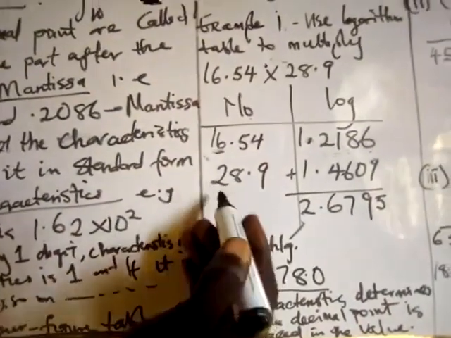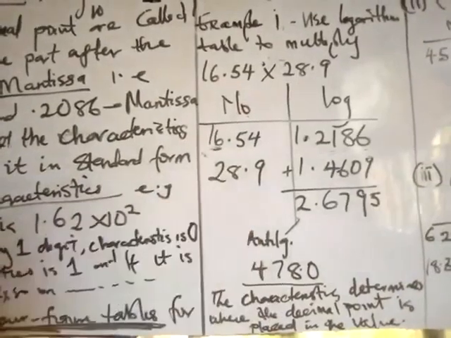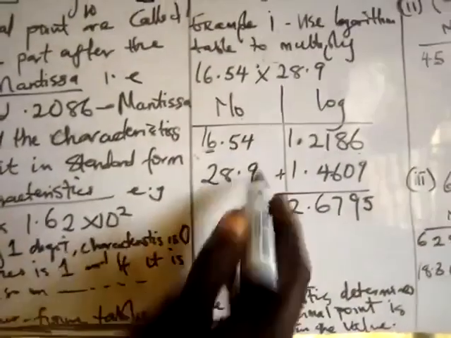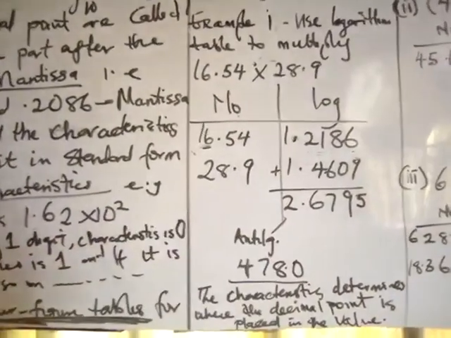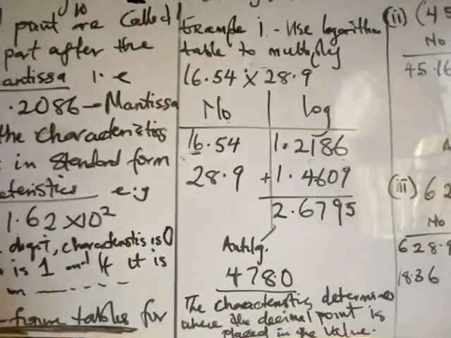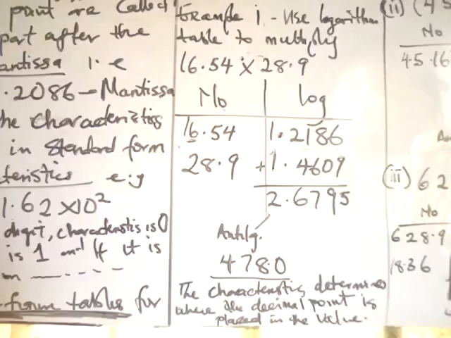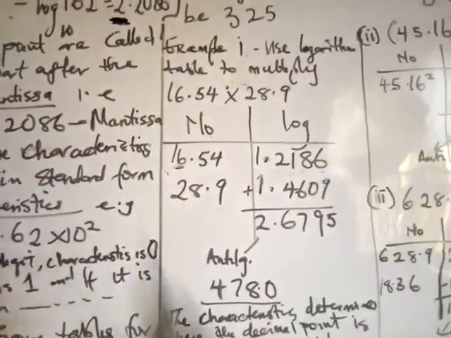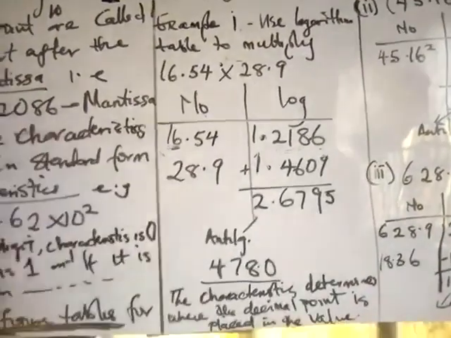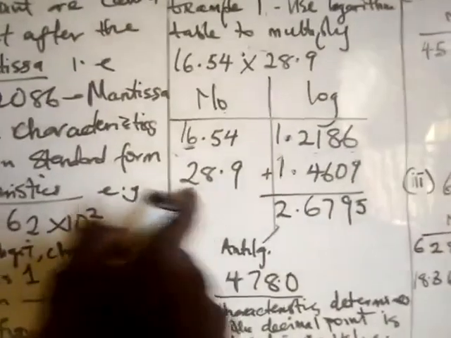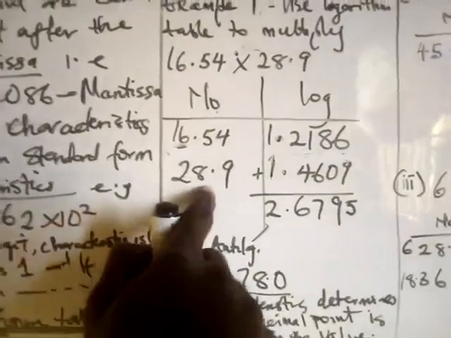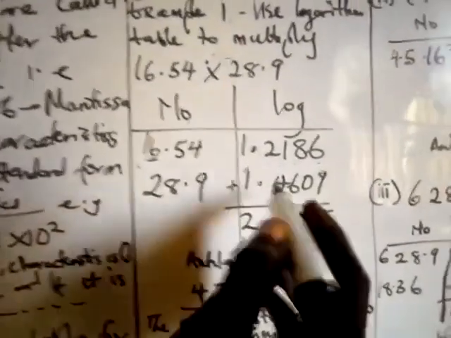Then you move to the second number, 28.9. How many digits do we have? We have just 2 digits, so that will be 1 as the characteristic. Write it down, point. Then in the four-figure logarithm table, you now look for 28 under 9. So 28 under 9, you will find the number 4609.